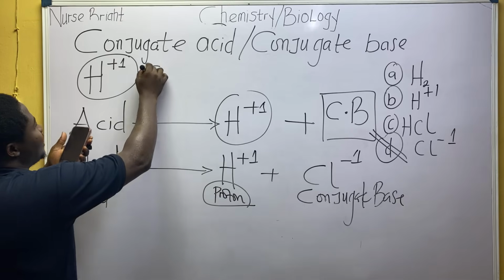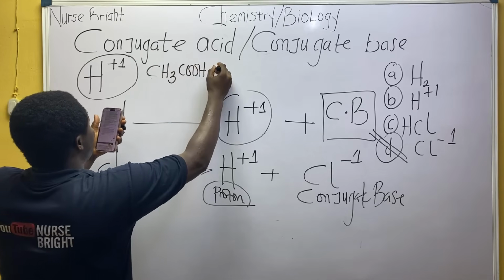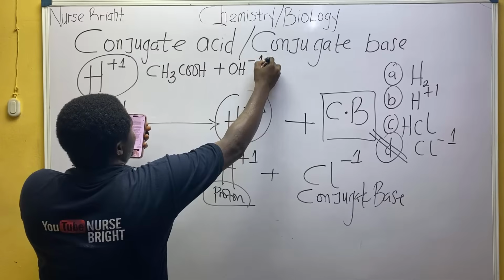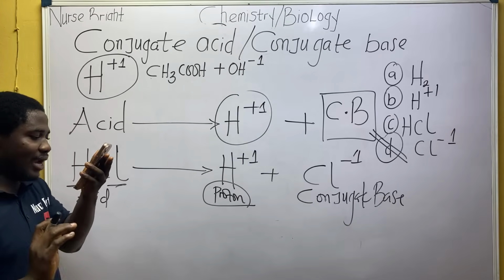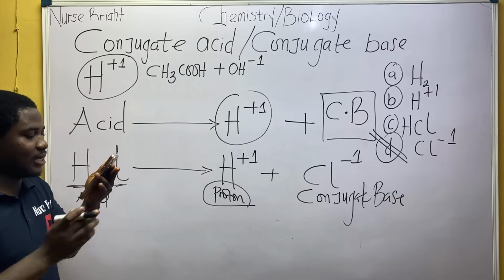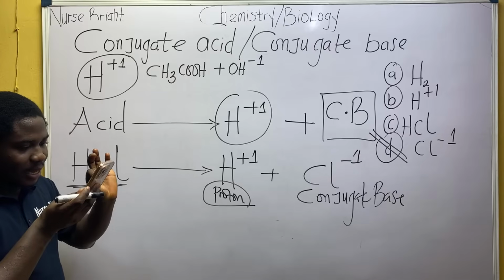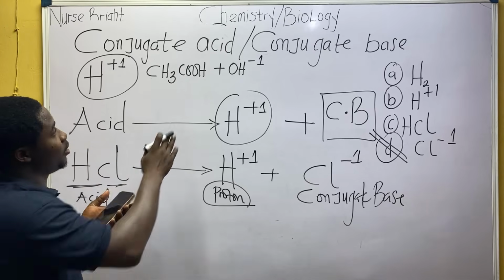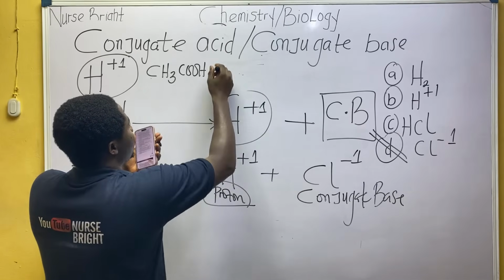Okay, let me do this. This is CH3COOH. Alright, and I said it's reacting, don't be scared. It's reacting with OH minus, which is the hydroxide ion concentration. Everybody relax. I'm coming. Okay, let us do this way.